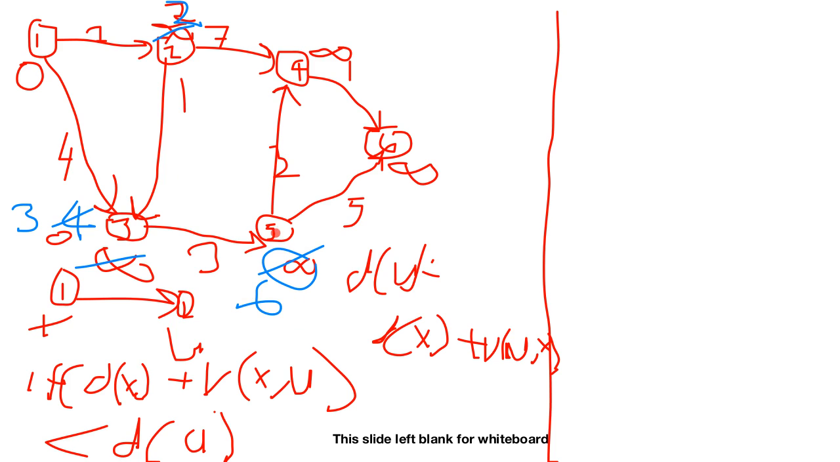Then from 5 to 4, and there is another distance from 2 to 4. When you take the first distance, 2 to 4, it is 9, by replacing that infinite. But when you take from 5 to 4, it is supposed to be 6 plus 2, which is 8. So is 9 less than 8? 8 is less than 9. So you replace that with 8.